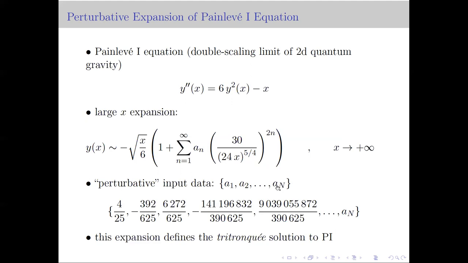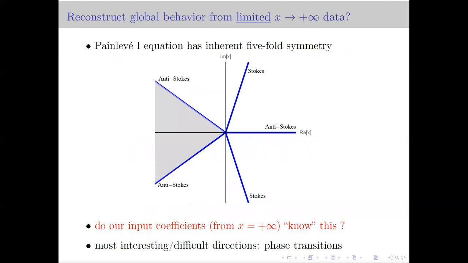So somebody walks into my office and just gives me a list of numbers. And I want to ask, from just those numbers, what can I tell you about how this solution behaves not near x equals infinity, but near x equals zero, near x equals plus i infinity, all over the place in the complex plane. Okay, how much information, how big does n have to be for me to get useful information? So what's known about, these are basically 100 years old, it's essentially exactly 100 years that Painlevé and company were studying these equations. There was a big movement back then mainly in the French mathematical community.